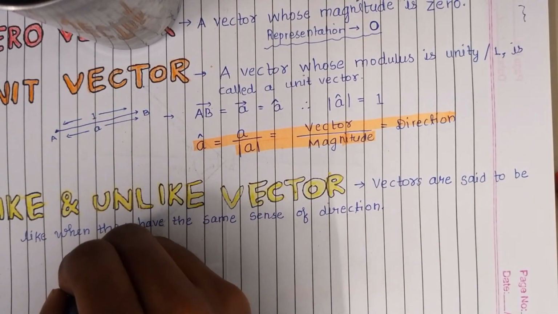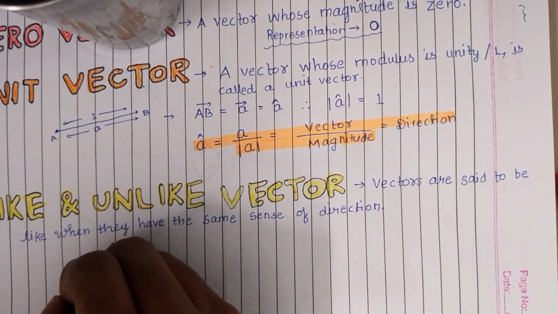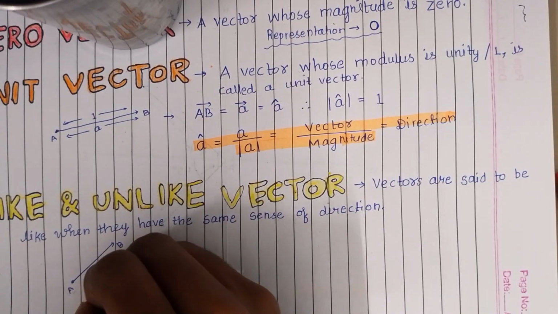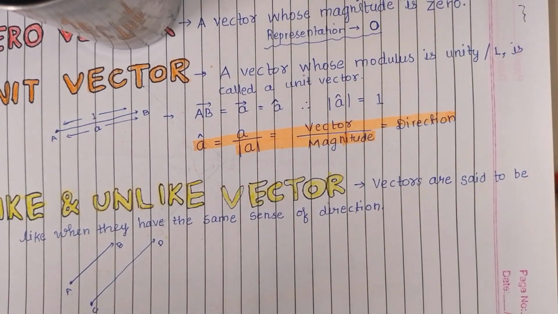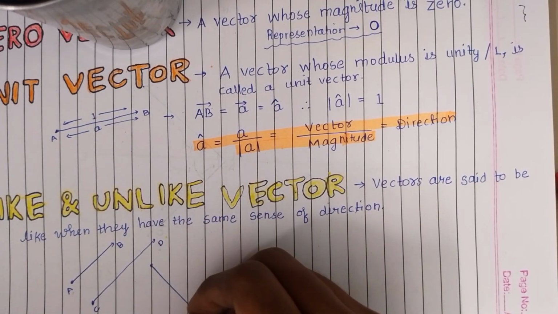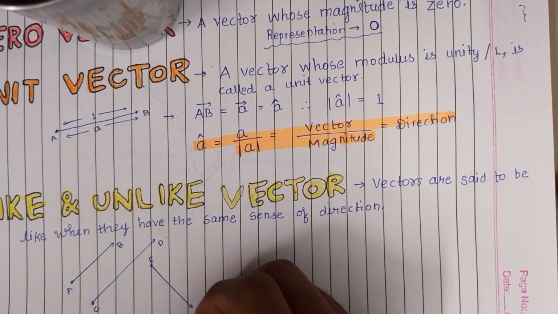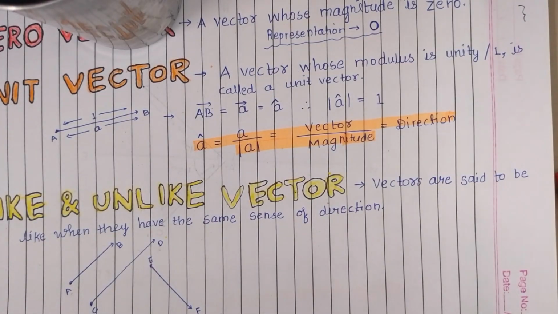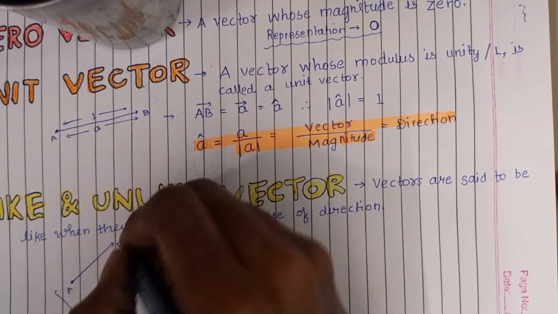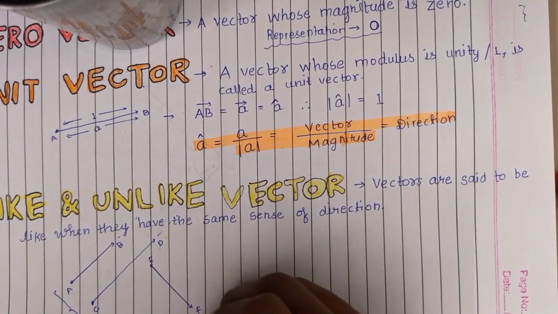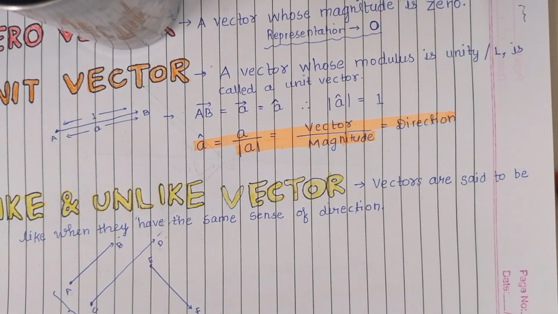For example, AB is a like vector to CD, but EF is not like AB vector or CD vector. That's why it's an unlike vector. Very simple, isn't it? Because they have the same direction. But F has no same direction, thus it's not a like vector, it's an unlike vector.